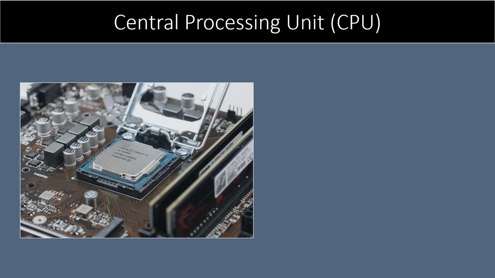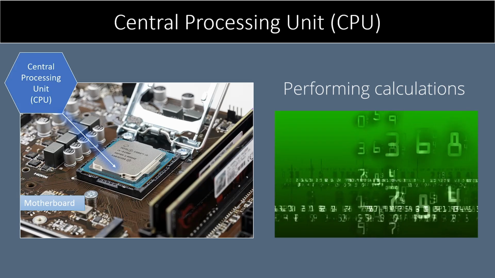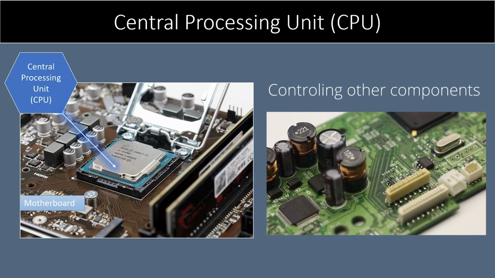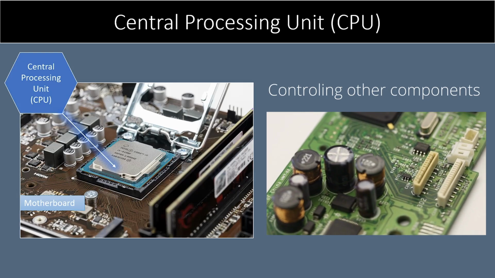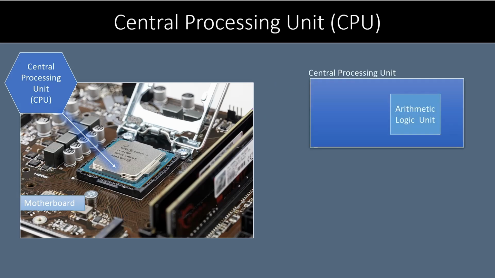Central processing unit, CPU, is a chip inside the computer mounted on the motherboard, which is responsible for performing calculations, executing instructions, and controlling other components of a computer. Therefore, it is also referred to as the brain of a computer. It consists of two units, the arithmetic logic unit (ALU) and the control unit.